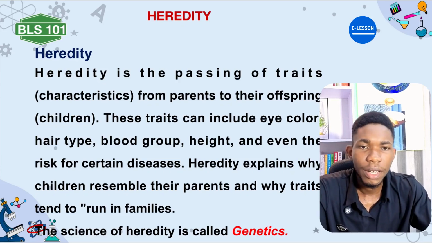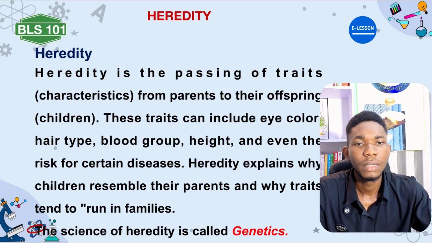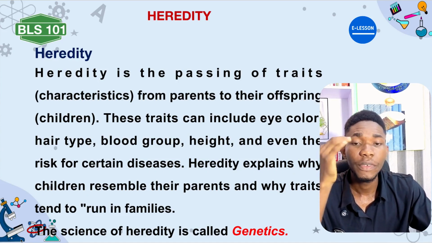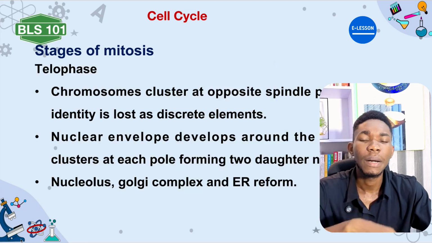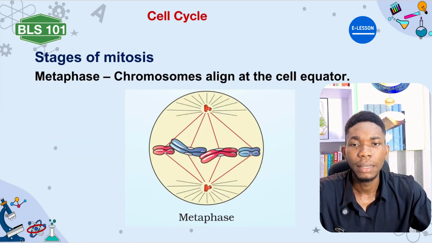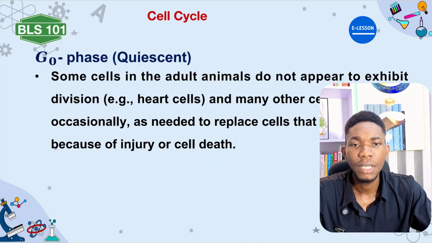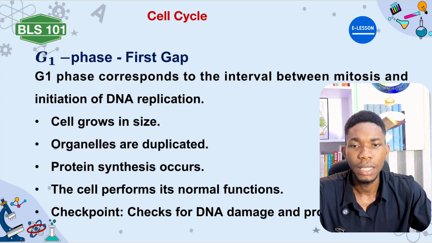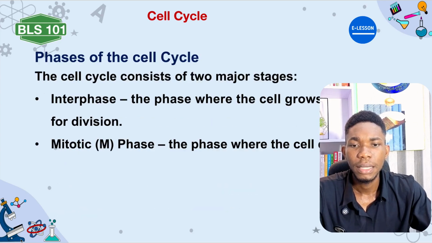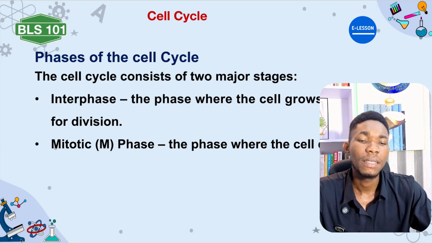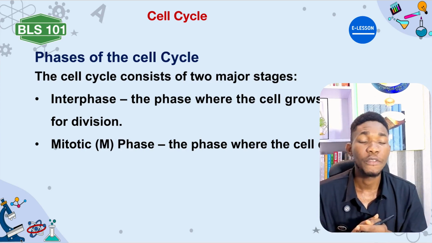All right, guys. So in this lecture, we are going to look at heredity. Now, in our previous lecture, we talked about the cell cycle and cell division. Then we looked at the various phases that are involved in the cell cycle. We said the cell cycle consists of two main phases: the interphase and the mitotic phase. Now we said the interphase is the resting phase of the cell, where the cell grows and prepares for division.